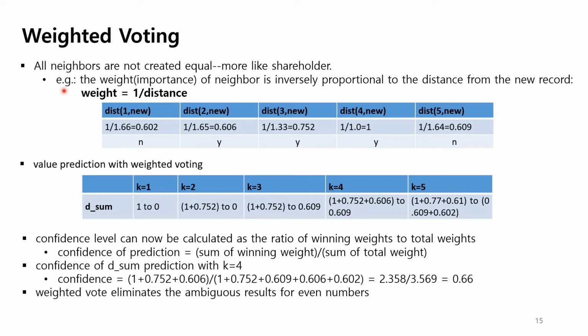There are many methods of computing the weight values of each neighbor. In this example, you're going to compute the weight as the inverse value of distance, which is defined here. So in this example, the weight is 1 over distance. Of course, you can use some other method of computing weight, but in this example, you're going to use this formula.